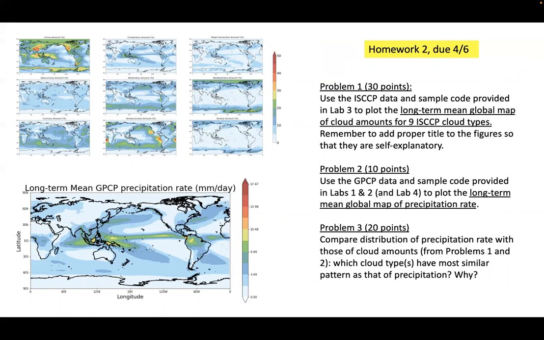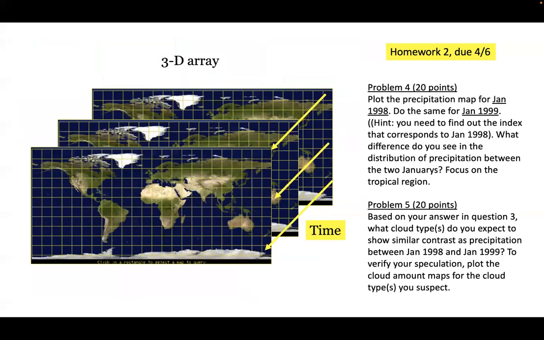I haven't touched upon precipitation per se, but we know that it must come from clouds. But what cloud type is best correlated with precipitation? That's something I want you to study a little bit by plotting them. And then I think the 4th and 5th question ask you to slice the data to get a specific month and see how precipitation changes, right?